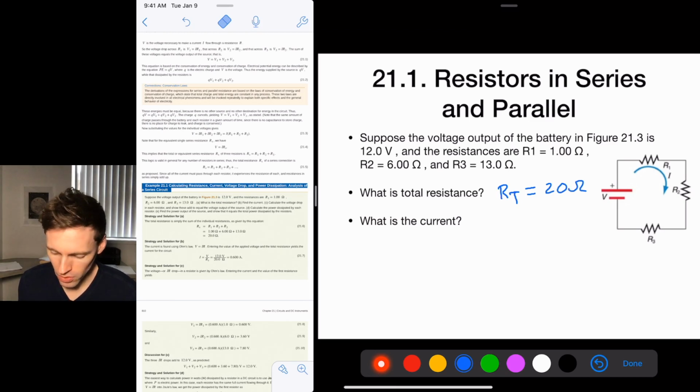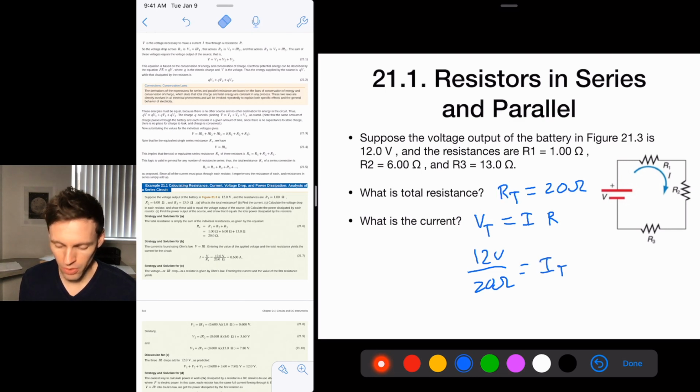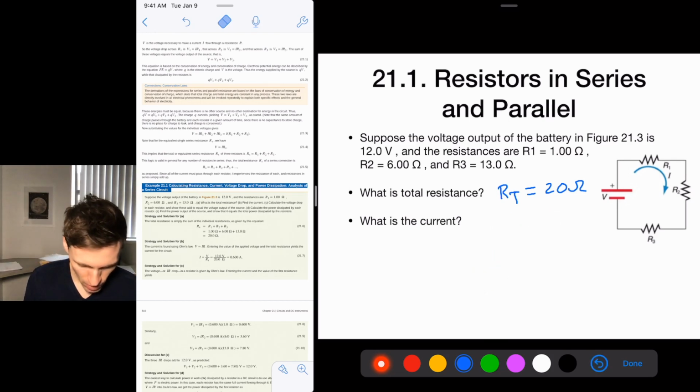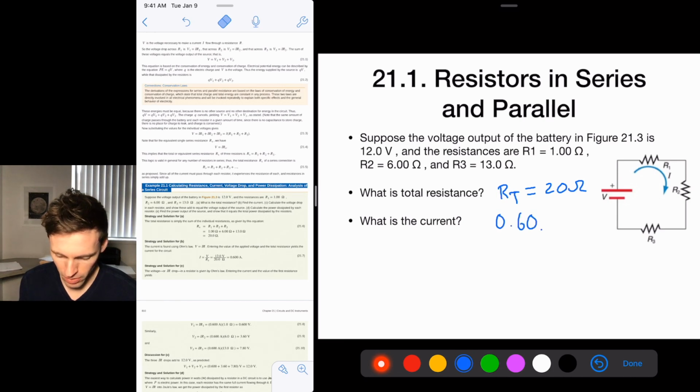Now what's the current? The first thing we recognize is that this is a series circuit, so that means the current going through that circuit is constant. So we know we're starting with a battery of 12 volts and we have a total resistance of 20 ohms. So we've got 12 volts divided by 20 ohms, which is going to be the total current in our circuit. So if we do 12 divided by 20, then we get 0.60 amps.